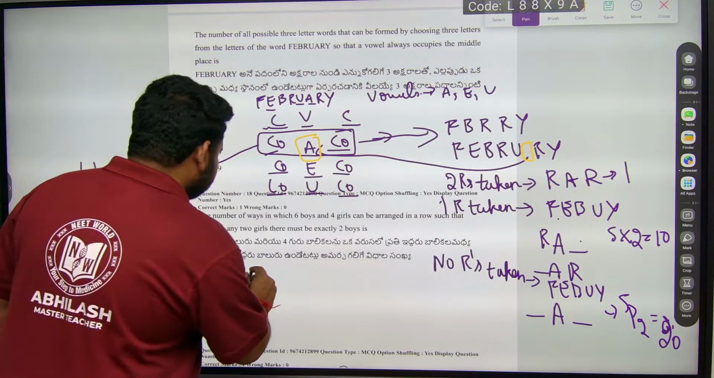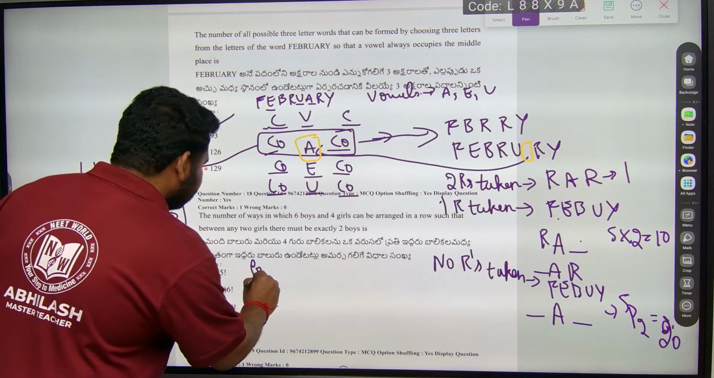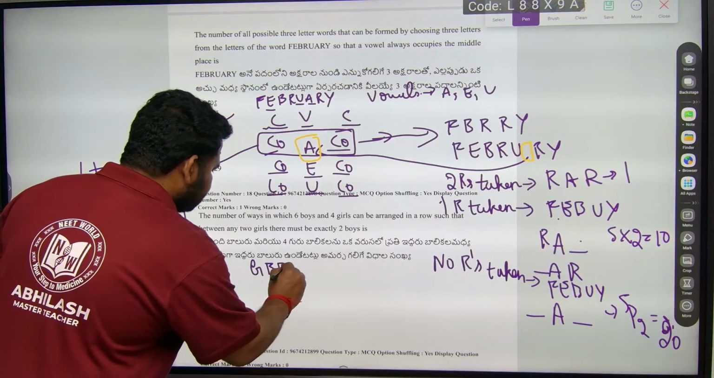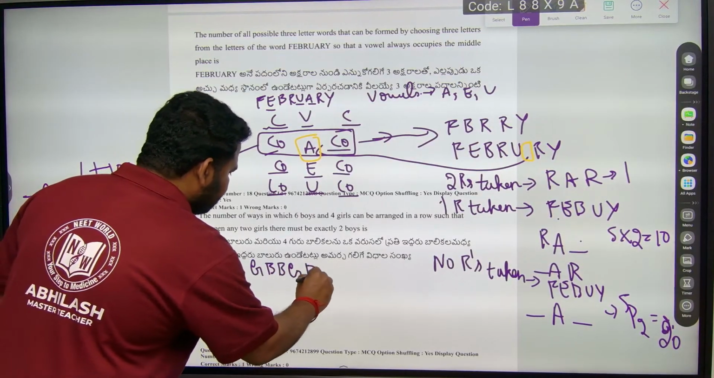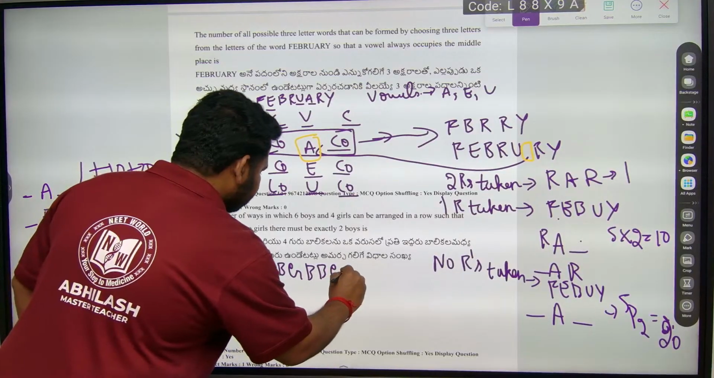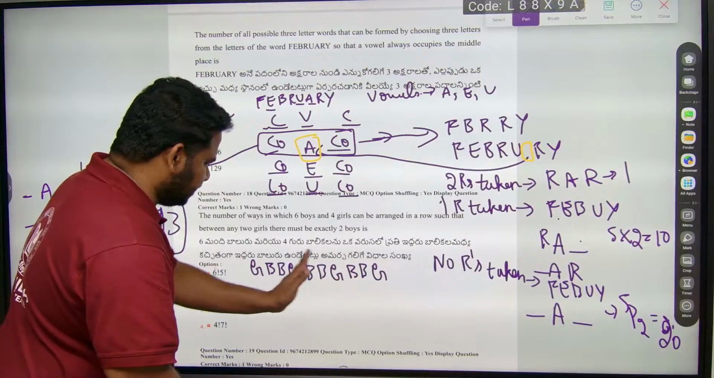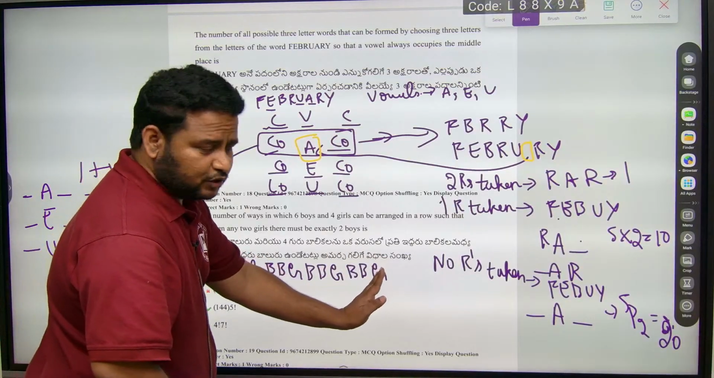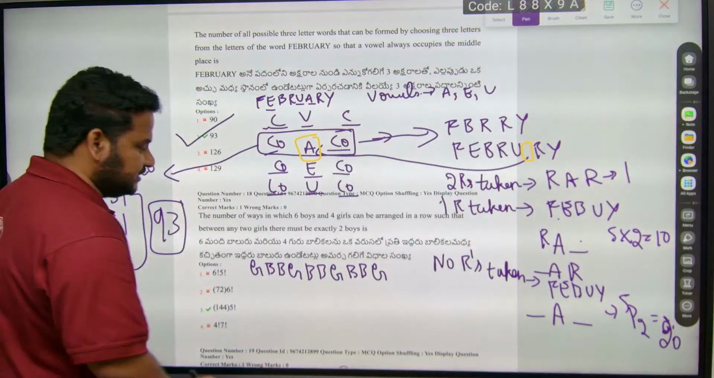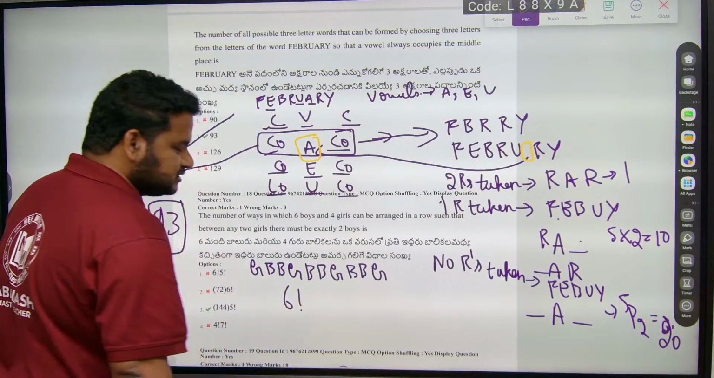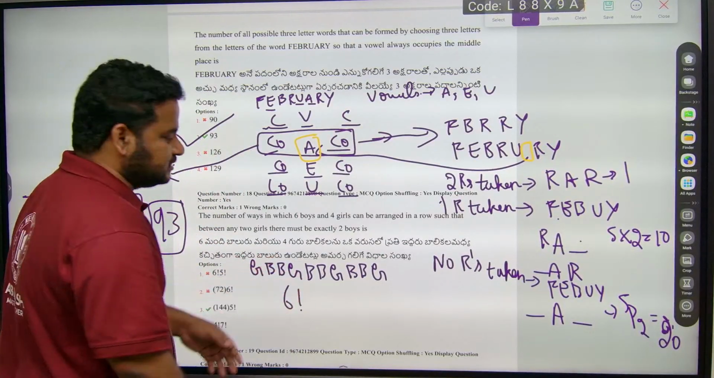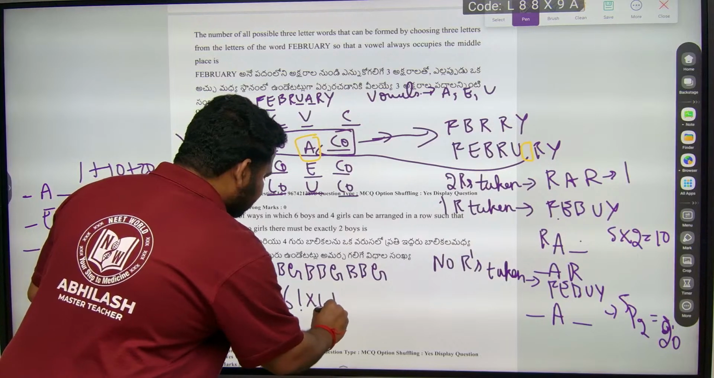That means we have to arrange these 4 girls. So here there will be a girl, then boy, boy. Here there will be a girl and there will be boy, boy. Here there will be a girl and there will be boy, boy, and another 1 girl. So we have how many boys? 6 boys, and how many girls? 4 girls. 6 boys can be arranged in 6 factorial ways. Similarly 4 girls can be arranged in 4 factorial ways.